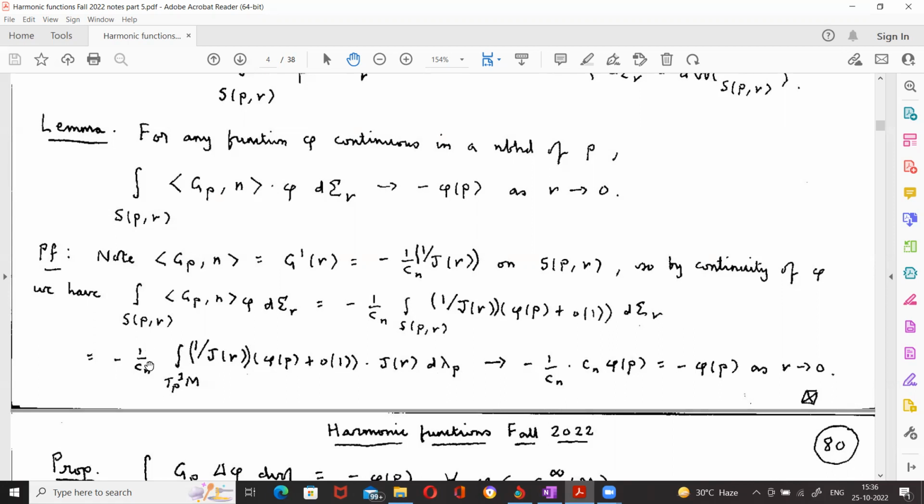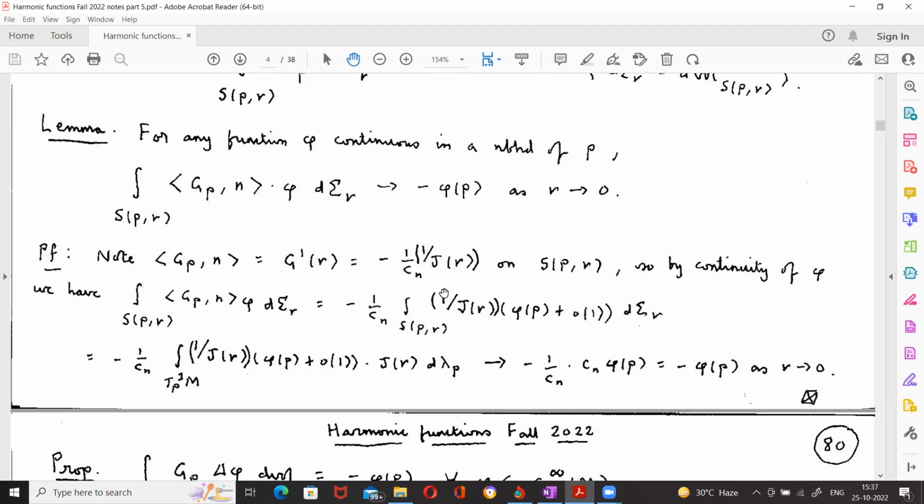And I get this minus 1 over C_n. And then I have the integral of a constant φ(p) with respect to the volume measure of the sphere. So that gives me the volume of the n minus 1 sphere, which is this constant C_n. And this little o of 1 term goes to 0, so this integral goes to 0. So this converges to minus 1 over C_n times φ(p), which is minus φ(p), as r tends to 0. Is this okay? Yeah.